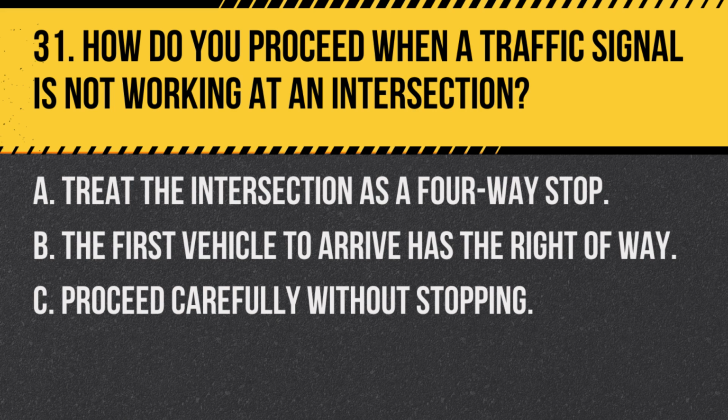Question 31. How do you proceed when a traffic signal is not working at an intersection? A. Treat the intersection as a four-way stop. B. The first vehicle to arrive has the right of way. C. Proceed carefully without stopping. Answer: A. Treat the intersection as a four-way stop. This ensures safety when traffic signals are out.